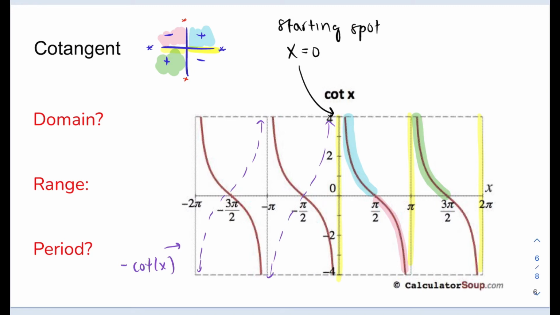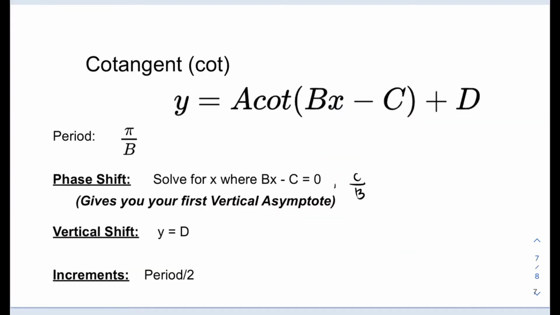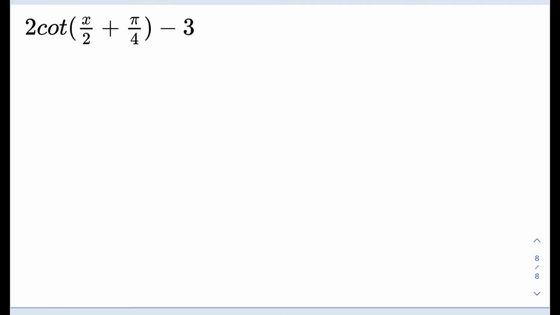That's the first thing we graph, and then we just count the increments in both directions. And again, we do the pattern where we go center point, asymptote, center point, asymptote. There are other ways to graph it, but I do think just figuring out where your first vertical asymptote is is the easiest way to do it. Our midline is again going to be y equals d, our vertical shift, and our increment will be our period divided by 2. So let's go ahead and do an example.